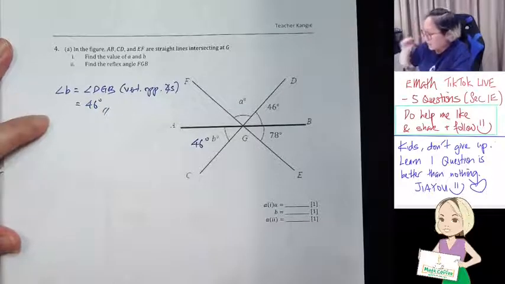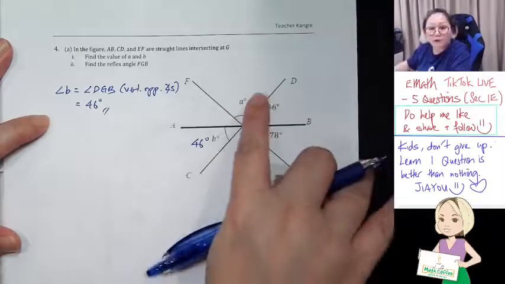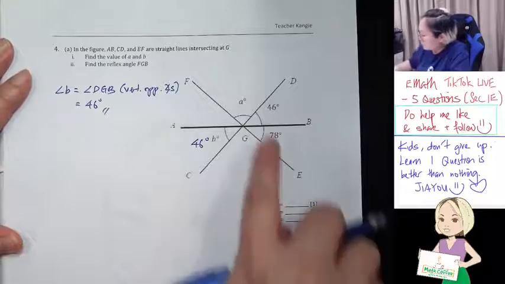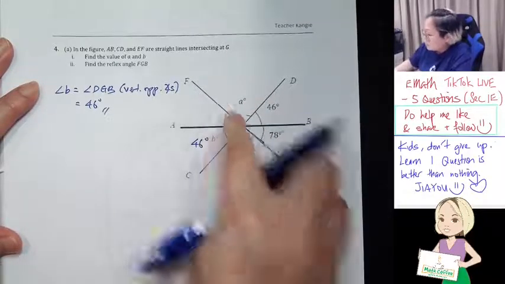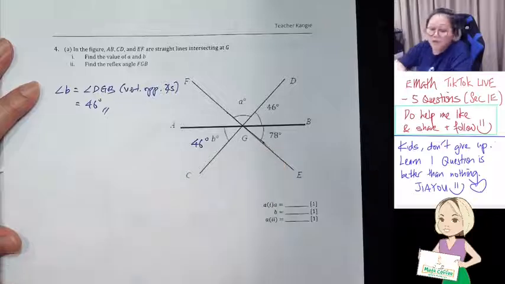Okay, next. Now on to solve A, right? Okay, so how do I solve A? Do you see that this one is a straight line? So angles on a straight line is 180 degrees.